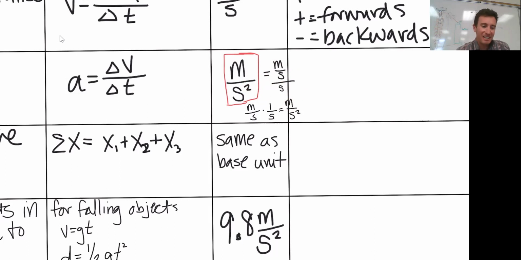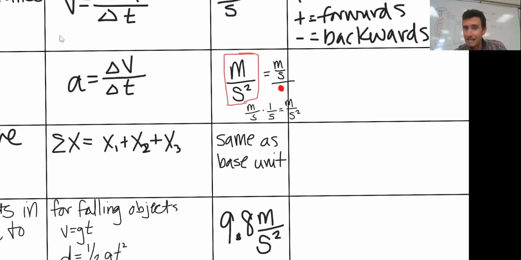Okay, so we know that velocity is measured in meters per second from up here. So I'm going to put, for velocity, meters per second. And then it's over time. So that's divided by seconds, which is the unit of time. So I've got meters per second over seconds. Another way of saying that is meters per second squared.